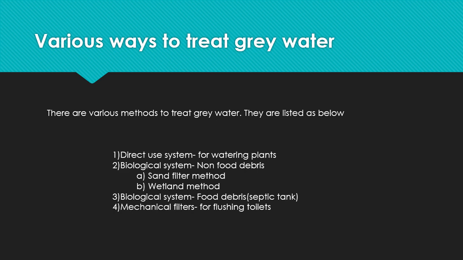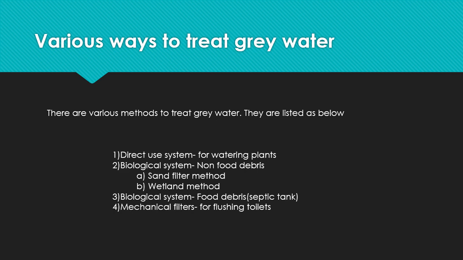In the sand filter method, the sand-sized particles are removed through a filter. It is then filtered using a very simple soil box consisting of 4 layers of materials. Wetland method. In this, the grey water is treated using a wetland, that is, the water is retained close to the surface, allowing aquatic plants such as reeds and bulrushes to flourish. The roots of these plants absorb dissolved organic materials. Third one is a biological system, food debris. Grey water is treated anaerobically with a soil box, filter or using a wetland.